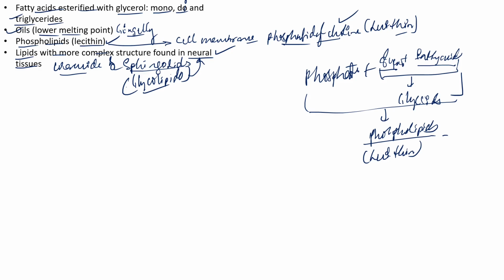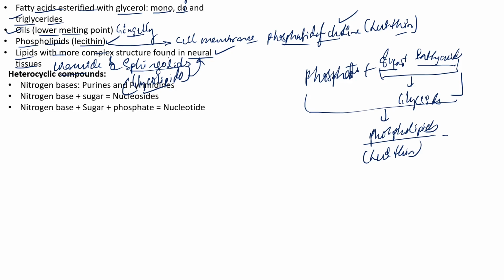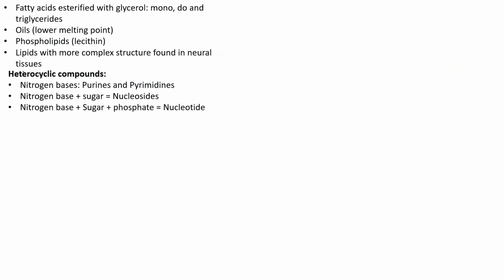Now we can look into the last part, the heterocyclic compounds. Heterocyclic compounds are mainly what we call the nitrogenous bases. If you remember, among the nitrogenous bases we have the purines and the pyrimidines. We studied purines and pyrimidines in the molecular basis of inheritance, the structure of DNA. In the case of purines, we have adenine and guanine as our examples.